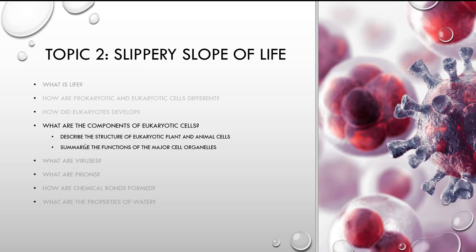Okay, so that's it for our 4th video on topic 2. By now you should be able to describe the structure of our eukaryotic plant and animal cells, be able to tell us what animal cells have that plants don't, and what plant cells have that animals don't. You should also be able to summarize the functions of the major cell organelles, such as the nucleus, the endoplasmic reticulum, the Golgi apparatus, and so forth.